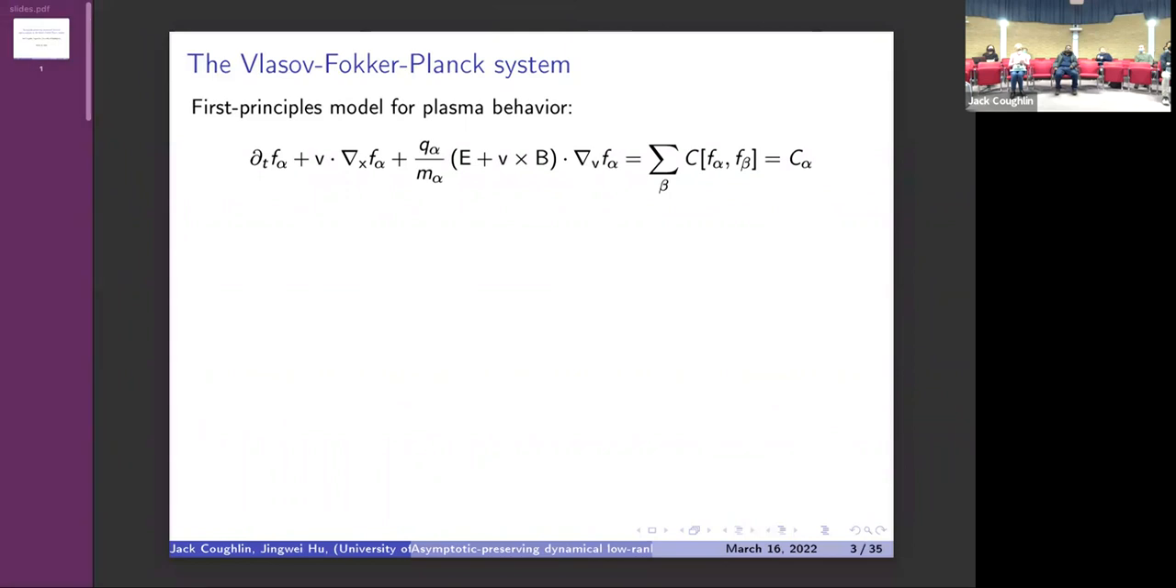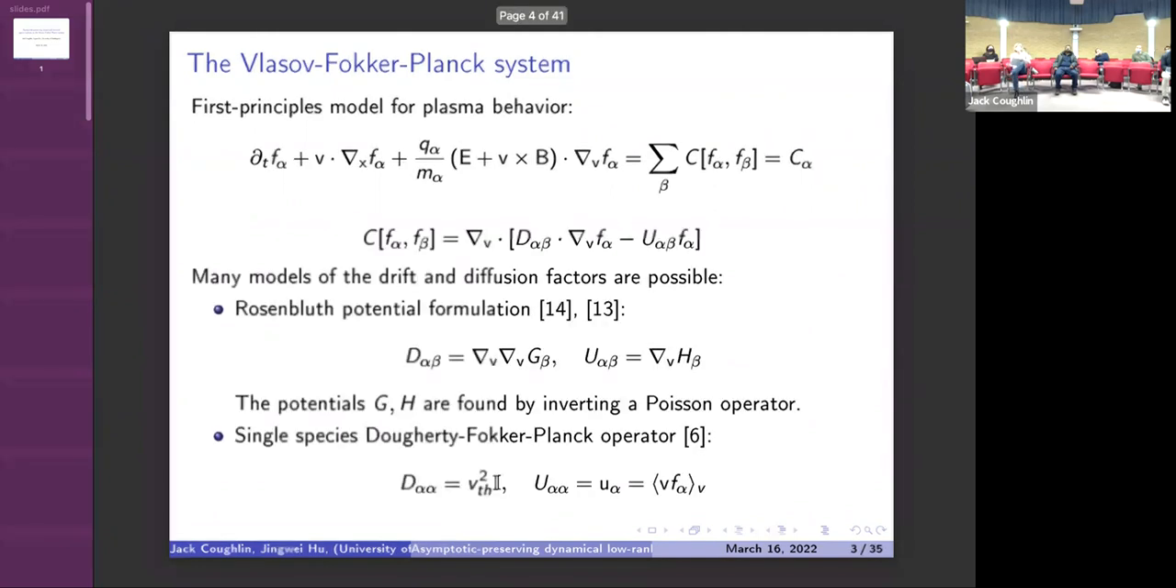All right, so here's our first slide. As I said, we've got a big master equation for plasma kinetics. The first two terms are simply a transport term. This third term is our Lorentz force term, and we've included the V cross B term for the magnetic field. And then we've also got collisions on the right-hand side. I'm calling this a Vlasov-Fokker-Planck system because I'm mostly interested in the cases when C takes a Fokker-Planck sort of form. By that I mean this sort of diffusion and drift operator.